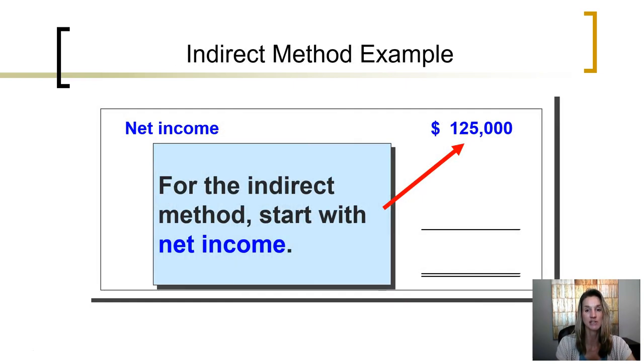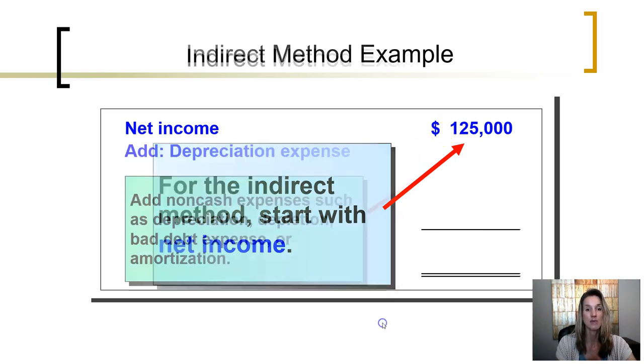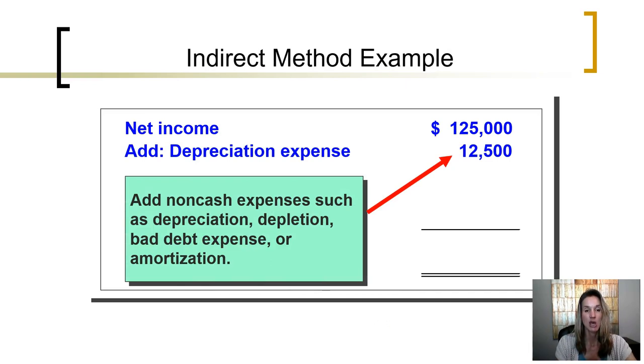The very first thing we start with is net income, straight from the income statement. Then we begin adding and subtracting our adjustments. We are going to add back any non-cash expenses, such as depreciation, depletion, bad debt expense, or amortization expense. These amounts would be reported within the income statement, and that is where we would locate information regarding non-cash expenses reported during the year. So we are going to take the net income and add back non-cash expenses. ABC had depreciation expense of $12,500 during the year.